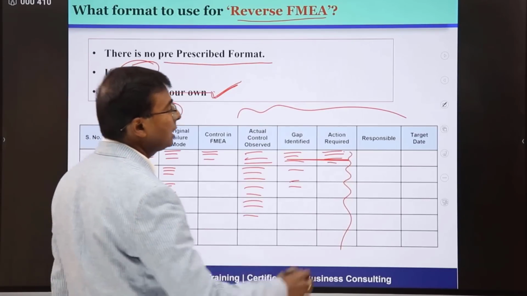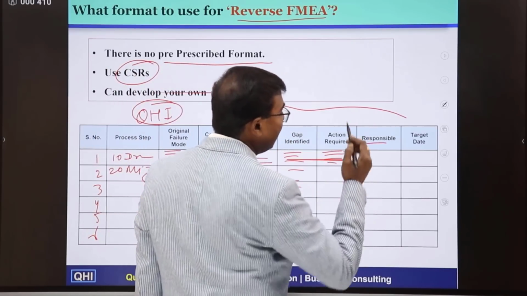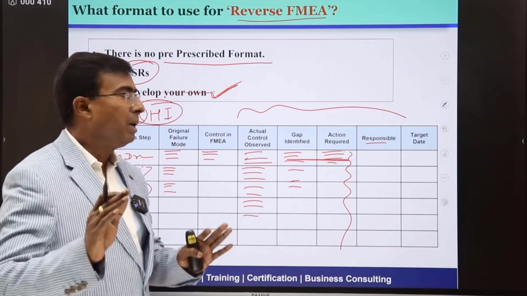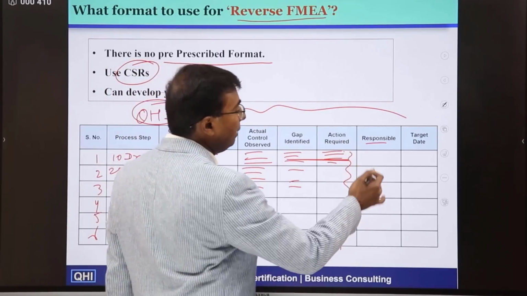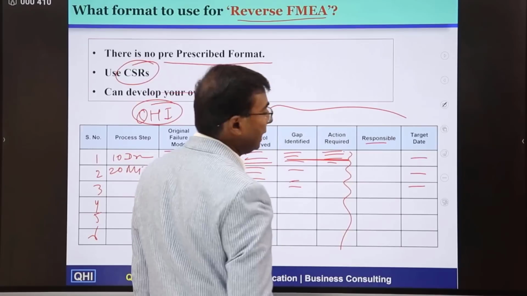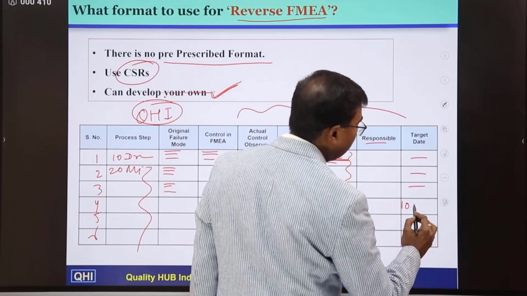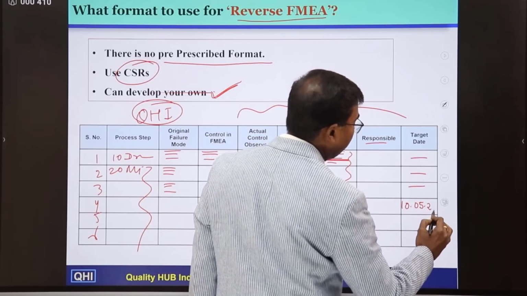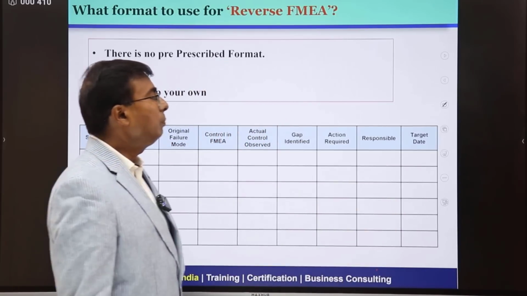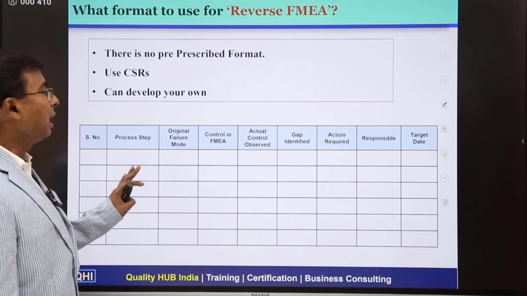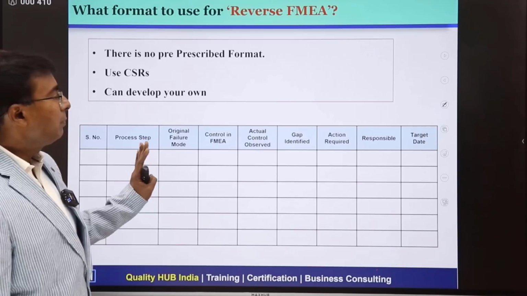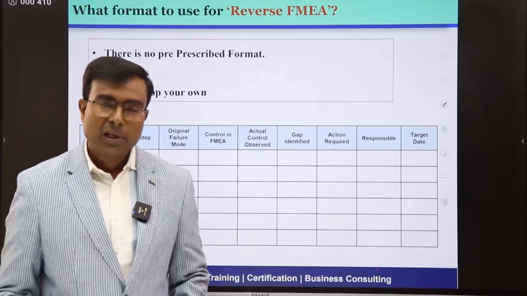And then responsibility. Write down the name and the department both. It is always advisable to write down the name and the department. Then target. Always write down the date, like 10, 5 and 25. Okay, so write down the date over here. So this is how a simple format is going to help you to do your reverse FMEA. So hope you must have got clarity about reverse FMEA.